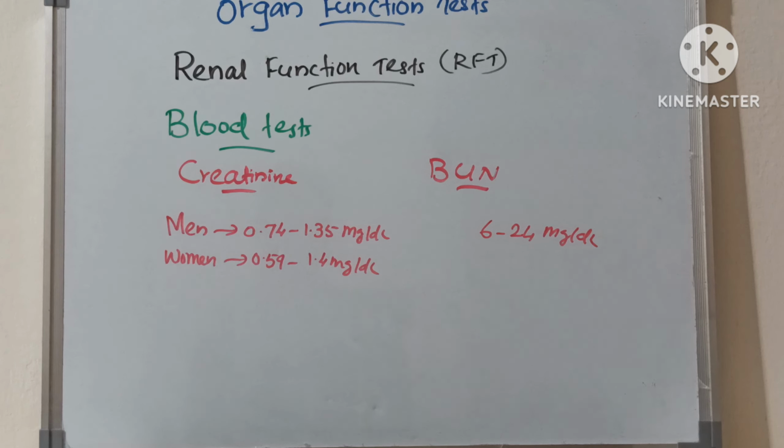Blood urea nitrogen is a test that measures the amount of nitrogen in blood that comes from urea. Urea is a waste product. Kidneys are responsible for removing urea from the blood. Normal level is about 6 to 24 mg per dl. Elevated levels of serum creatinine and blood urea nitrogen in blood indicate decreased kidney function or kidney damage. So these are the blood tests.